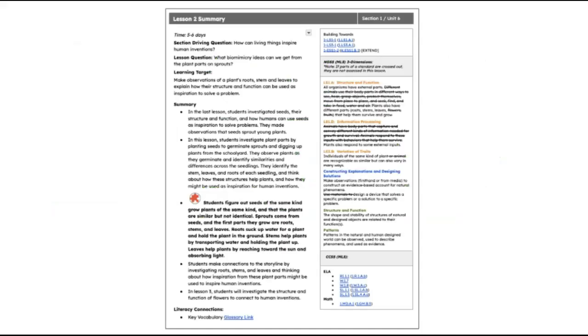There are several opportunities for ELA and math cross-curricular connections throughout the lesson. You can look for specific standard connections in the Unit 6 Teacher Guide. This lesson will take approximately 5 to 6 days to complete.